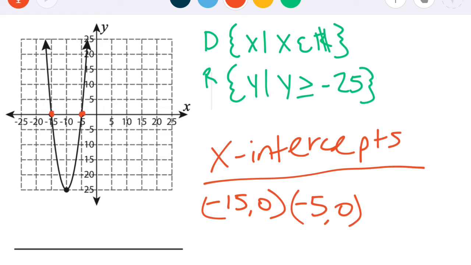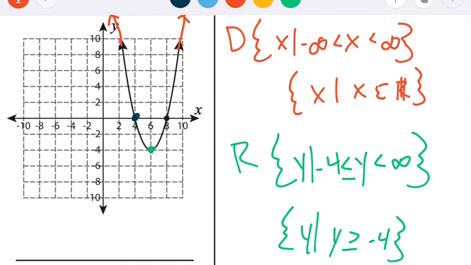If we were to go back to the previous graph, if we wanted to do the x-intercepts, they are, what I'm highlighting in red right here, 4 and 8. So written as ordered pairs, it would be 4, 0 and 8, 0.